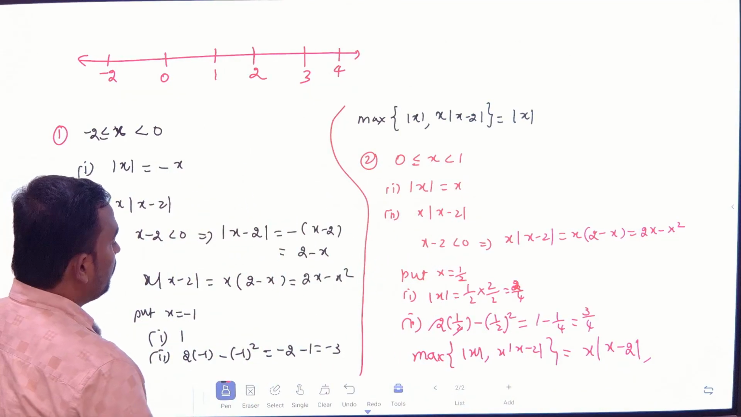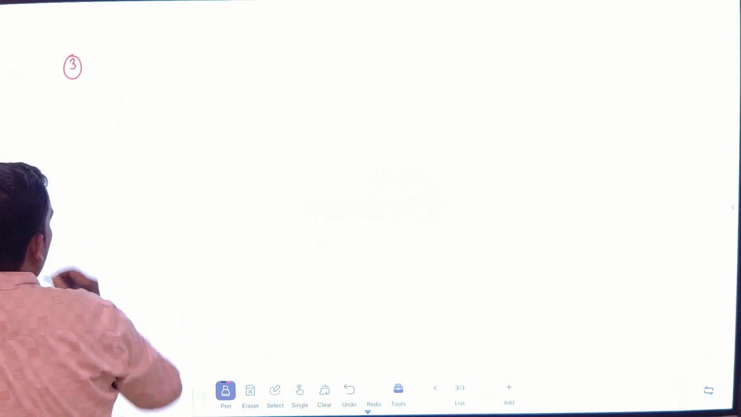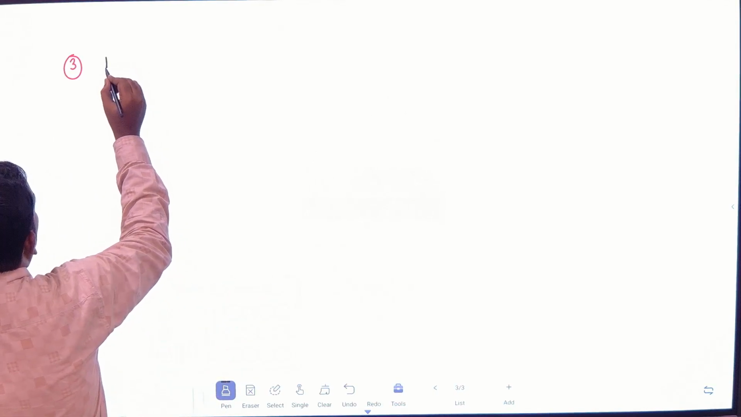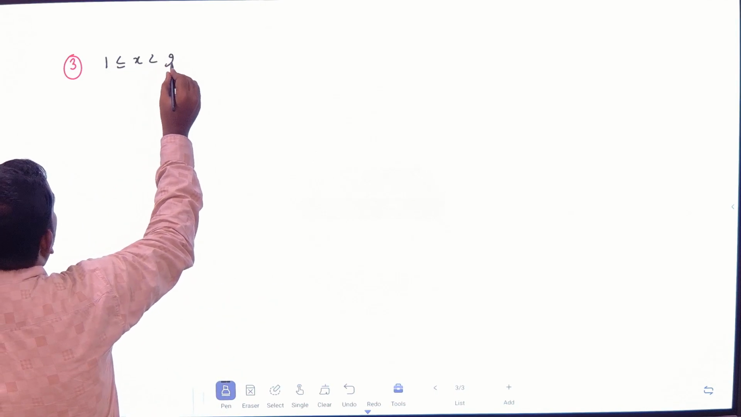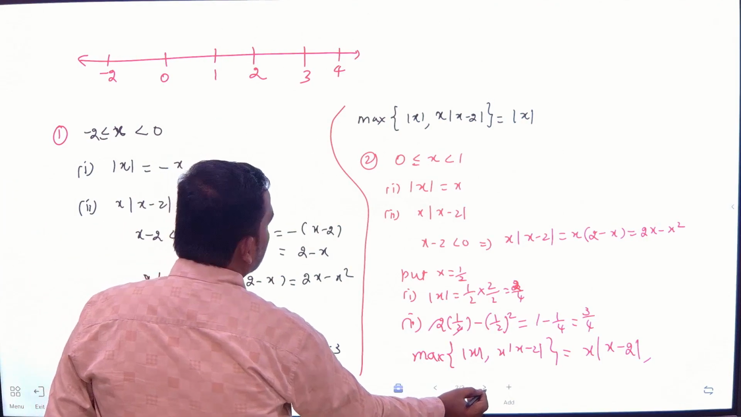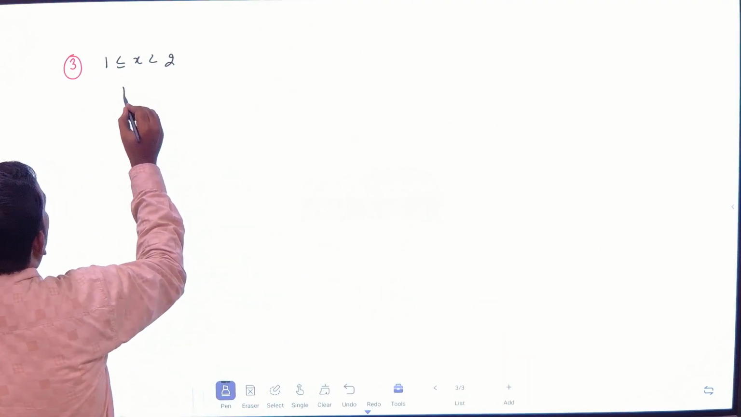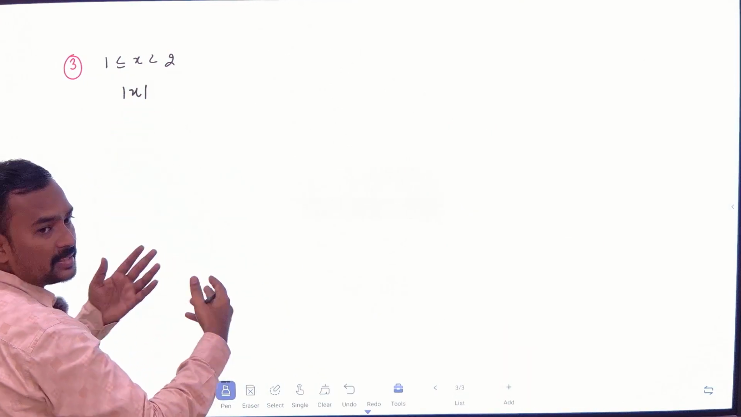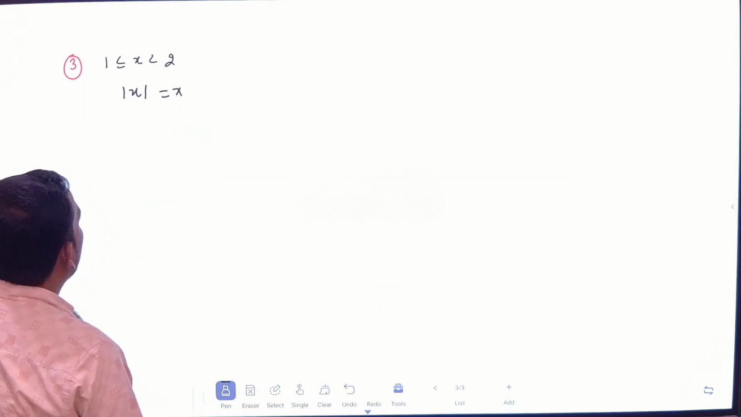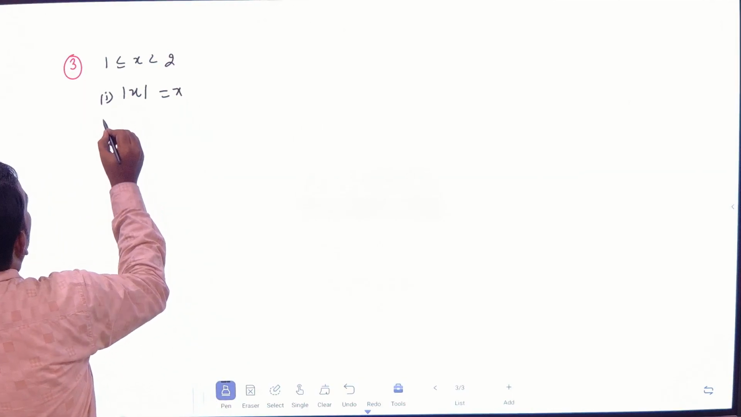Let's check the third one. I'll take another page. Third one you can check quickly. So the third one we have to take from 1 to 2, right? You can see 1 to 2 only you have to take. So in 1 to 2, definitely mod x is what? x is positive, mod x equals x. Clear? Okay, then this is the first one.